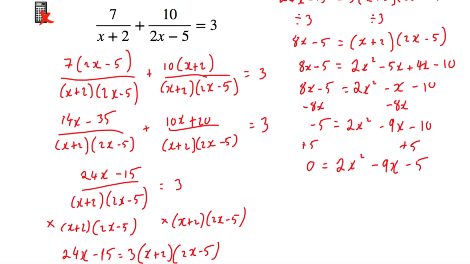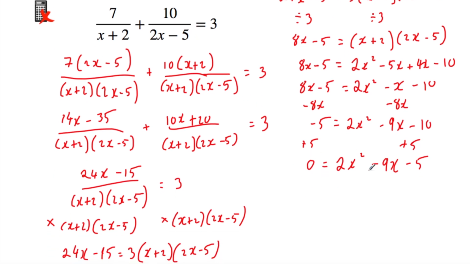Now let's factorize it, hopefully. It's an uncalculated question, so hopefully it factorizes. So 0 equals bracket, bracket, bracket, bracket. It's 2x squared, so we're going to go for 2x and an x. And then we want the two numbers to multiply together to be minus 5. And when we expand our brackets, we want to get a minus 9x in the middle.